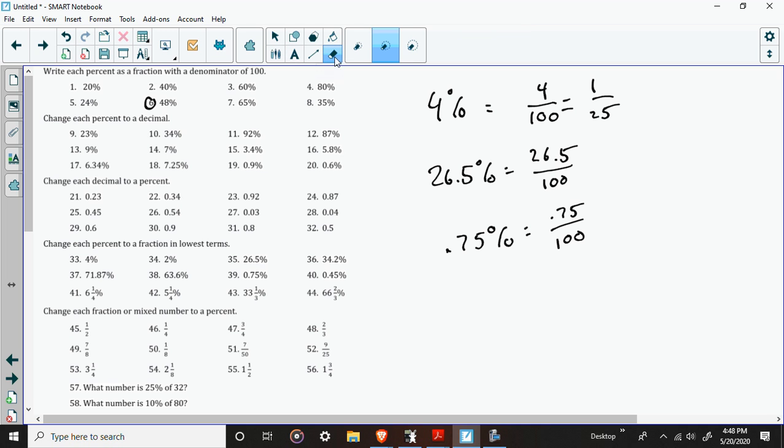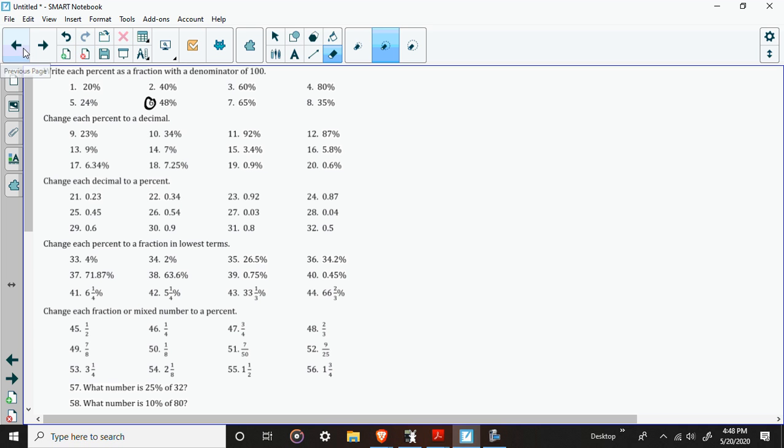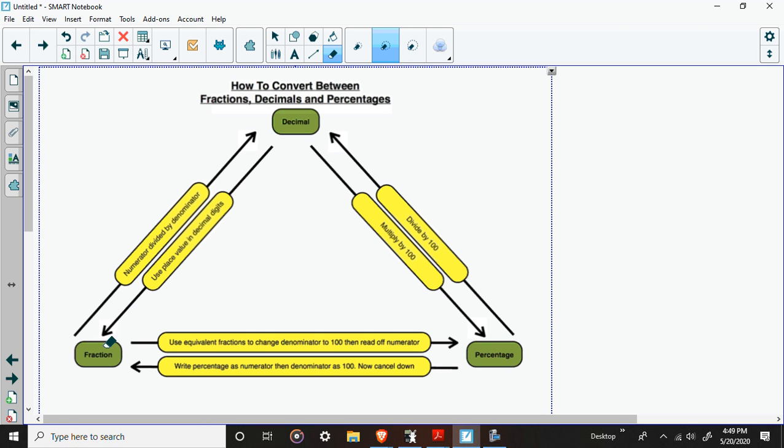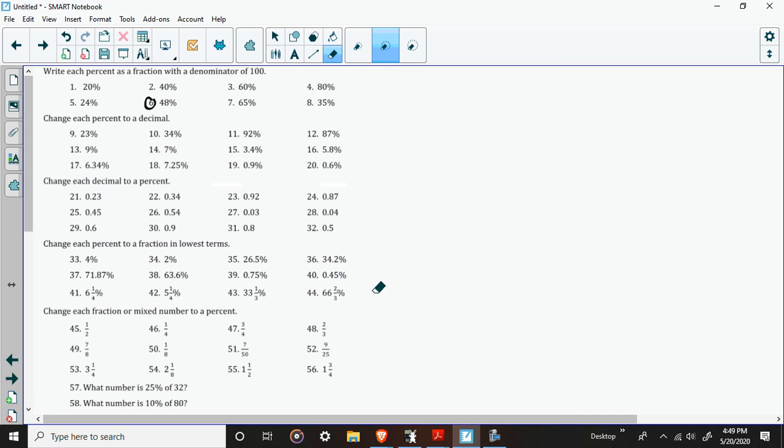All right, now let's talk about our last one, which is turning fractions into decimals and into percents, which is probably the most challenging out of all of them, okay? So if we have our notes here, if we want to turn a fraction into a decimal, it says use the place value in the decimal digits. We'll talk about what that means in a second. And to a percent, we're going to use equivalent fractions to change the denominator to 100, then read off the numerator. So very, very complicated stuff here. That's probably why it's last, okay?